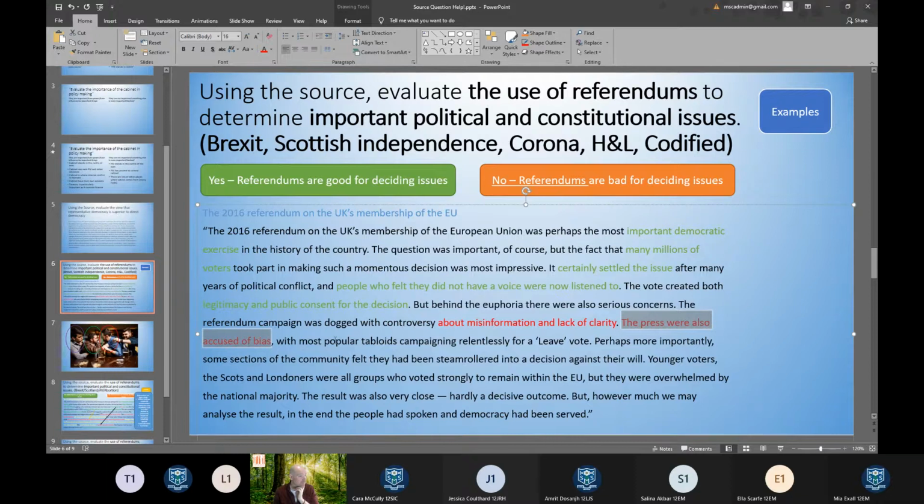Tabloids campaigning relentlessly for a leave vote. So that's an example which I can discuss. So I'm going to put that into blue. Perhaps more importantly, some sections of the community felt they had been steamrolled into a decision against their will.